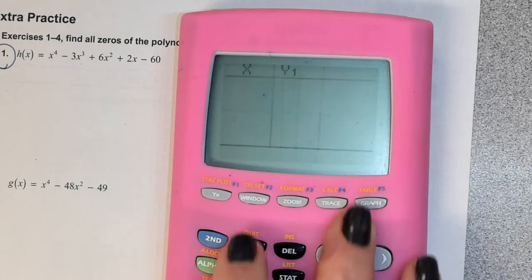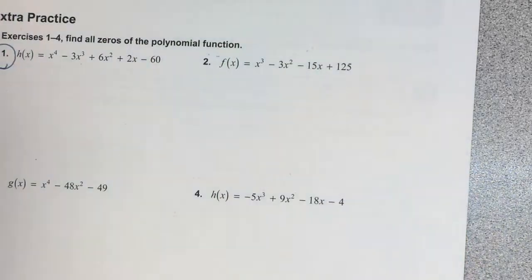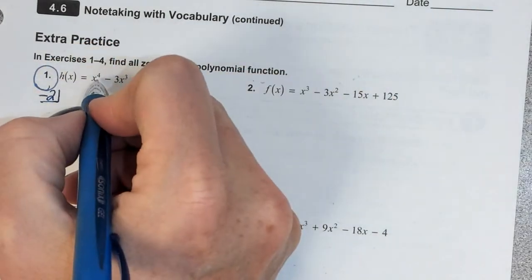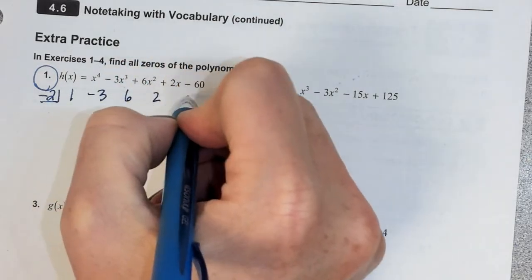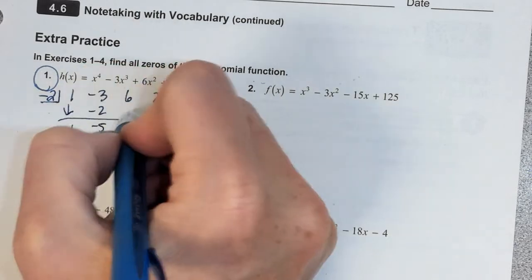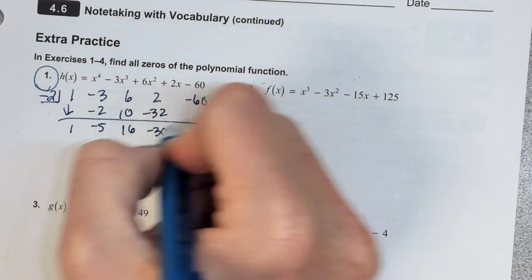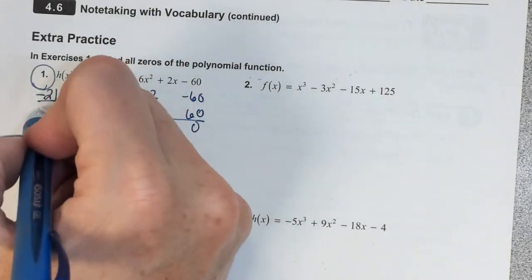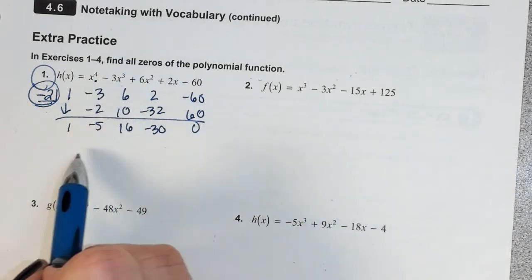But I want to know exactly what they are. I can see -2 is one of them. So what I'm going to do is I'm going to come over here and use synthetic division with -2. I know I have to find 4 solutions. I'm going to bring this down. That's -2, that's -5. That's going to be 10, that's 16. -32 is -30, 60. So now I look at this. I already found a 0 of -2, that's great. I have one of the 4 that I need total.